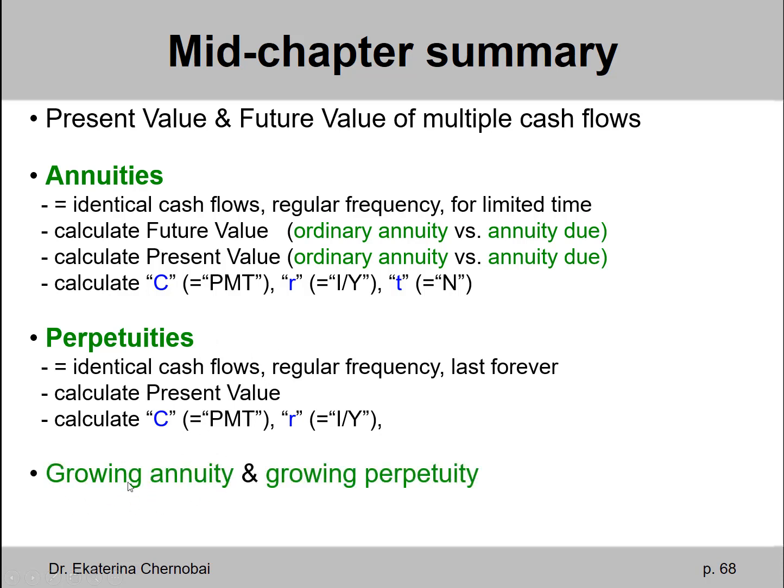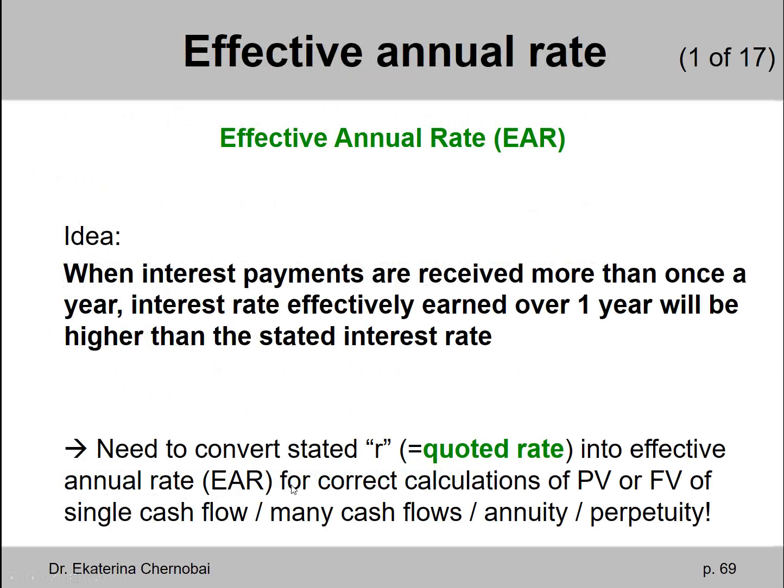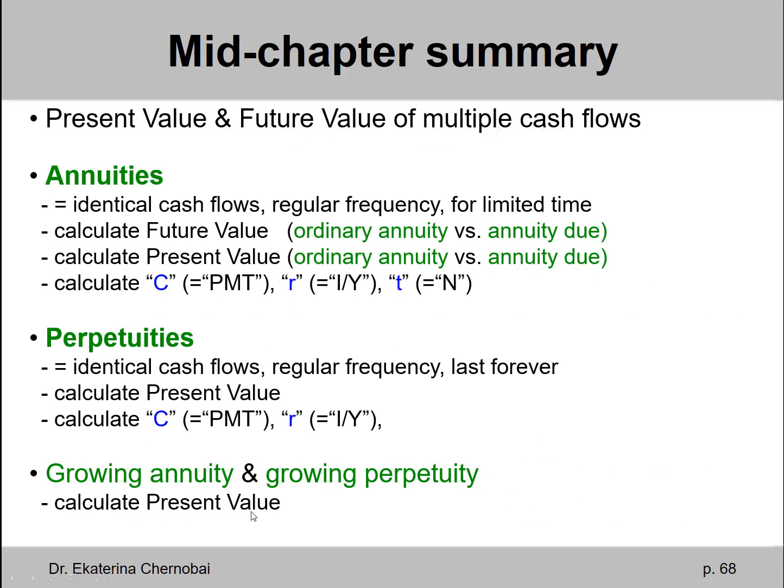And lastly, we looked at special cases of annuities and perpetuities, which are called growing annuity, growing perpetuity. That's when the cash flow amount is growing at a certain rate every time period. We only looked at the present value formulas for growing annuity and growing perpetuity. There are future value formulas, but we are skipping them.